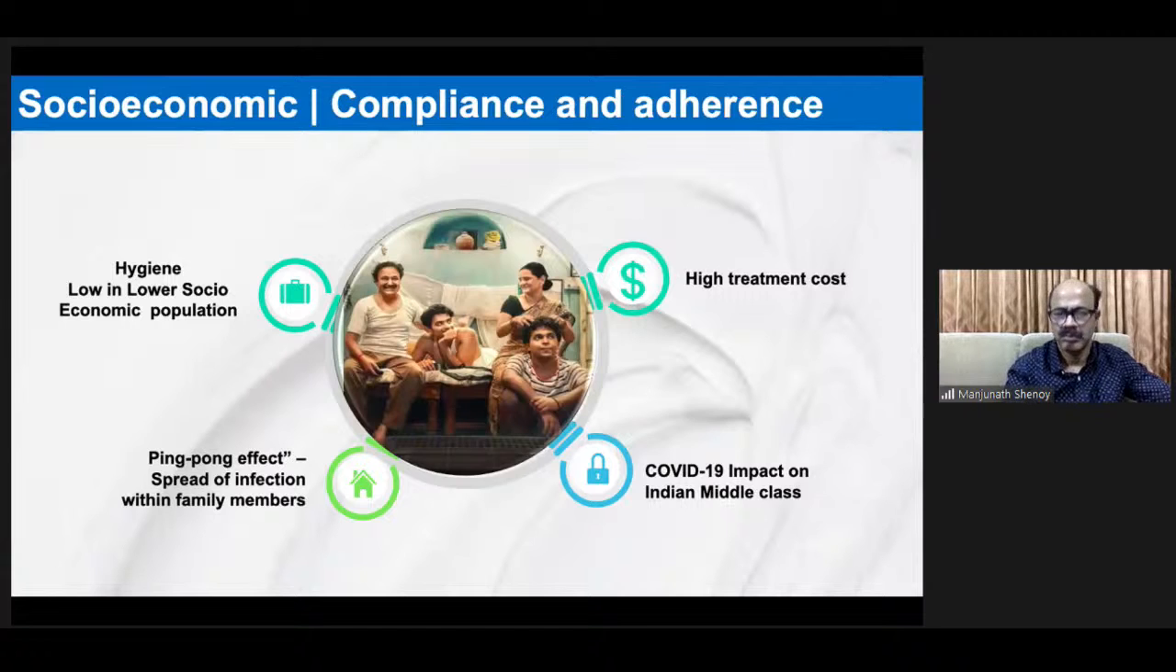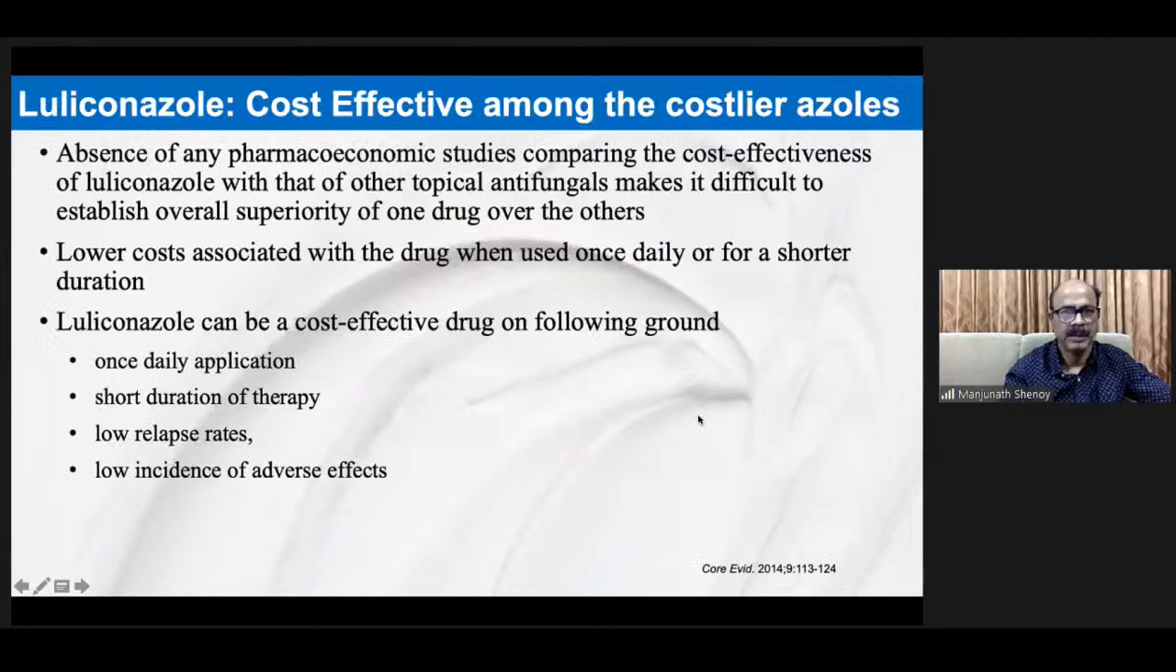Apart from the therapy per se, the antifungal therapy, one should also focus on some of the general aspects like hygiene, treating the family members. One should also be aware of the importance of COVID-19 impact. A lot of people have lost jobs, and or they may not be getting the salary to their fullest. So there is an impact of COVID on the socio-economic status of the country. The high treatment cost could be a real problem in such category of people.